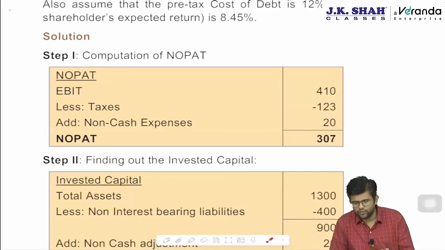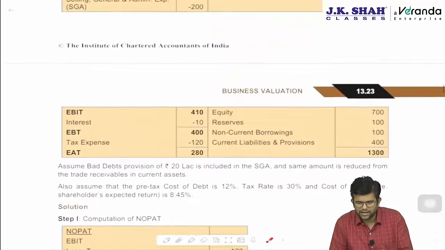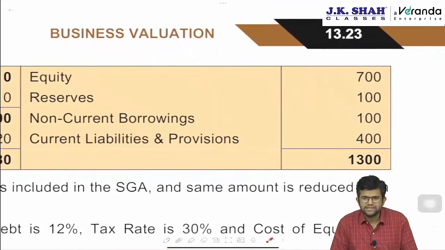This is NOPAT for you. Now TCE. Do you realize it is 900? From where did I get 900? For me, 900 is equity and reserves of 800 and non-current borrowing of 100. So basically it is 800 plus 100, that is 900.